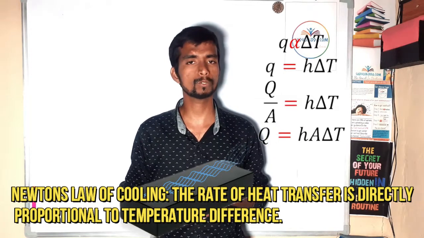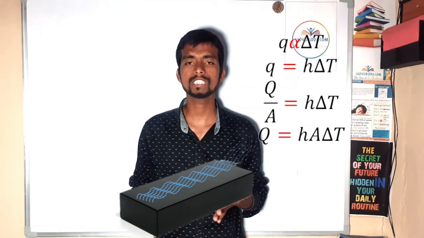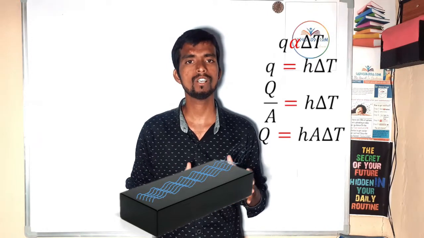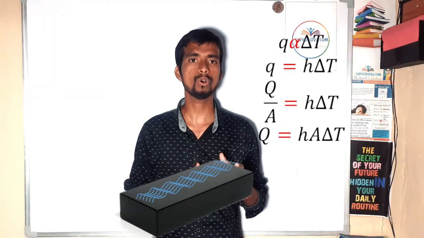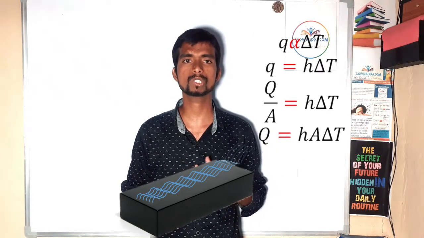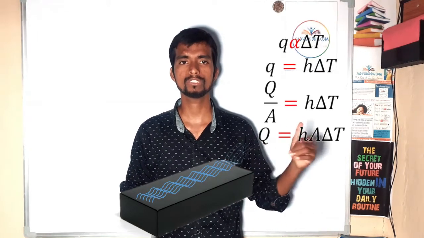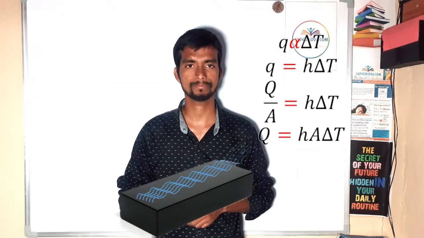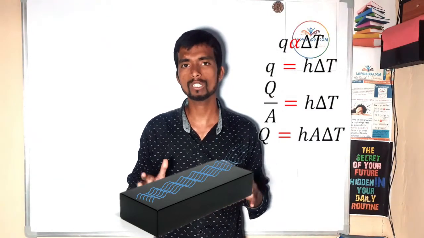Now, to remove this proportionality, we have to introduce a proportionality constant. Here we are introducing h, which is known as convective heat transfer coefficient. This equation will now become q equals h dT. To know the amount of heat transfer, that is Q upon A equals h dT. Now, if I take this A to that side, it will become Q equals hA dT. This equation is known as Newton's law of cooling. Now, let us move on to radiation.